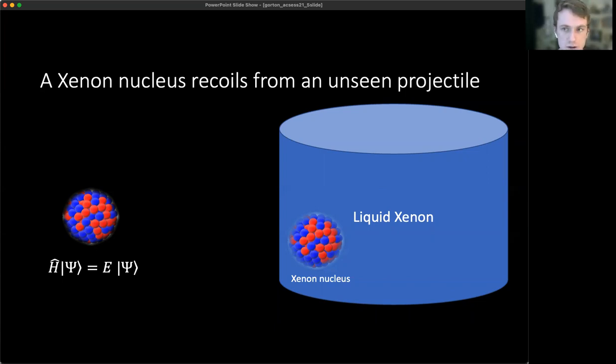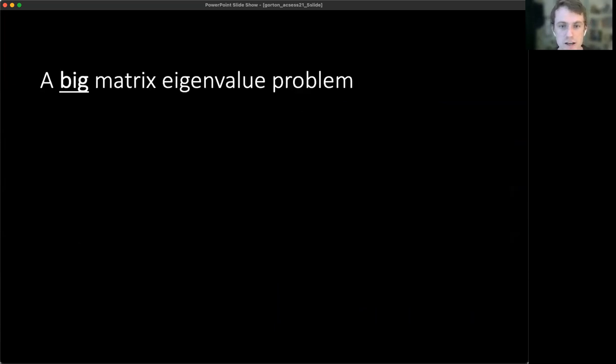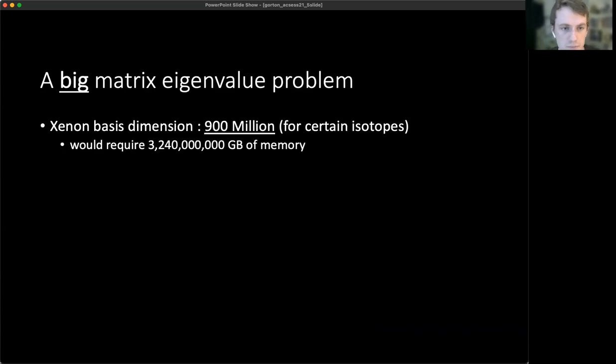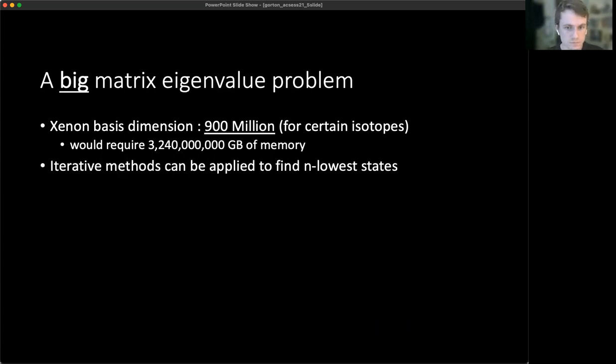To find these, we need to solve the Schrodinger equation, which is kind of fancy, but it's really just a matrix eigenvalue problem, which are familiar to most people in computational science. The problem is that these matrix eigenvalue problems that we need to solve can be really, really large. So for example, certain isotopes of xenon would require a matrix with dimension 900 million, which would require a couple billion gigabytes of memory, which is something that we don't have.